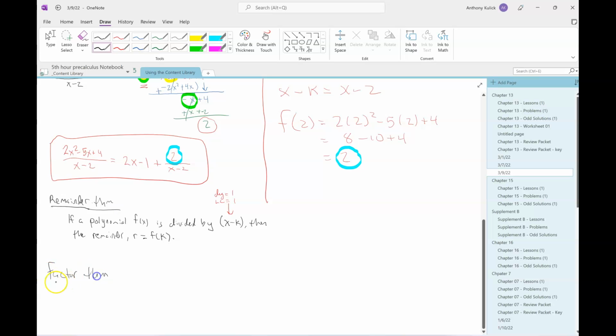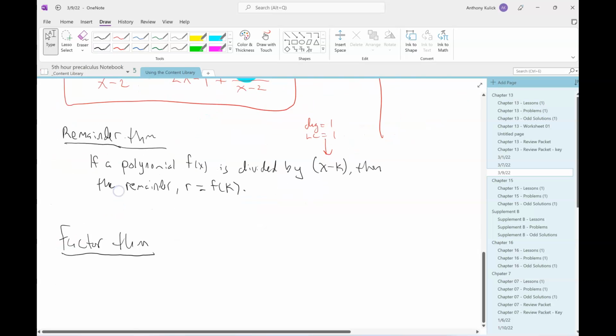So now let's consider the factor theorem. So again, if we have a polynomial, actually, I'm not going to say if. This is an if and only if. That's even better. So we'll say a polynomial f of x has a factor x minus k if and only if f of k is equal to 0.